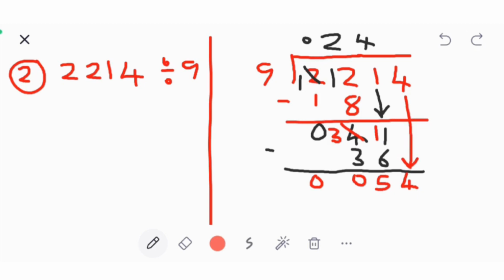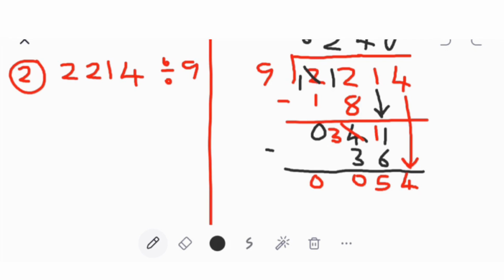Don't forget, when you bring down a digit, you must divide. So because we brought 4 down, then we have to divide 9 into 54. That should be 6 times, because 9 times 6 is 54. So 9 can go into 54 6 times. Write 6 at the top.